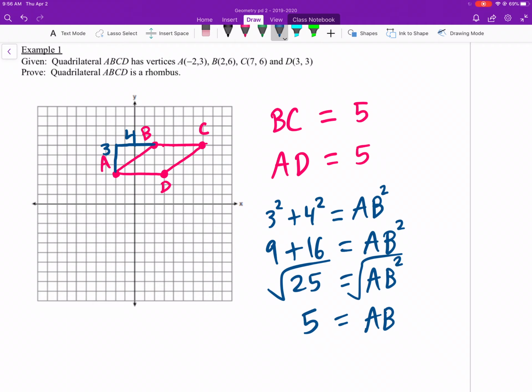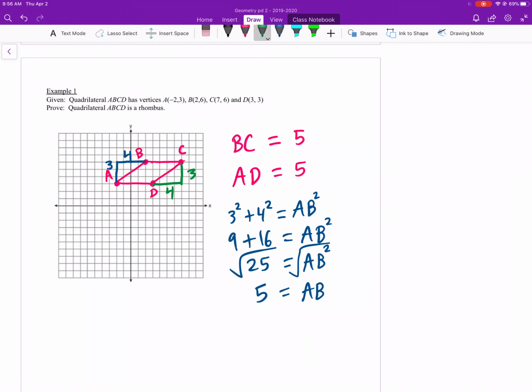Okay, so we have 3 side lengths. Need one more. Make a right triangle out of CD. You're going to see the right triangle has the same dimensions as the blue one we just made. We have a length of 3 and 4 and an unknown length for CD. So once again, 3 squared plus 4 squared equals CD squared, and start simplifying.